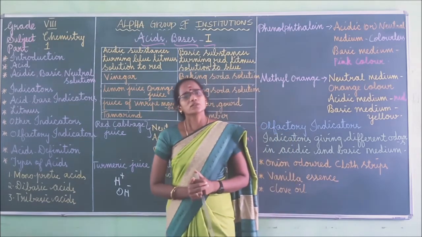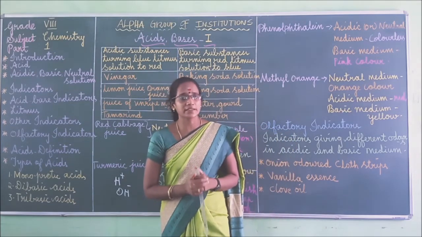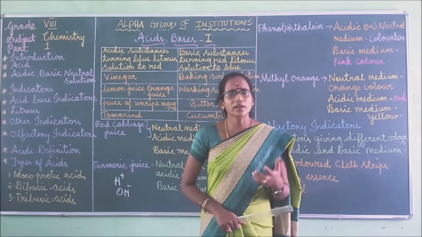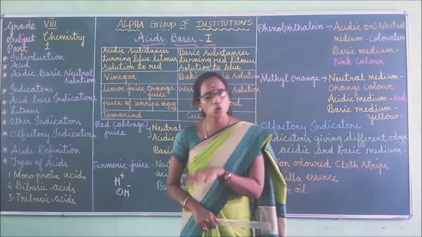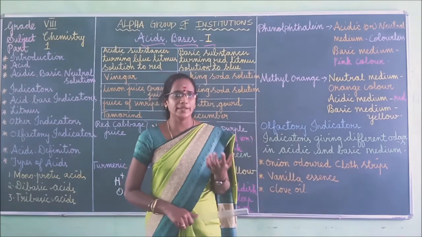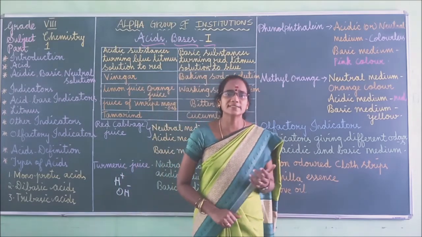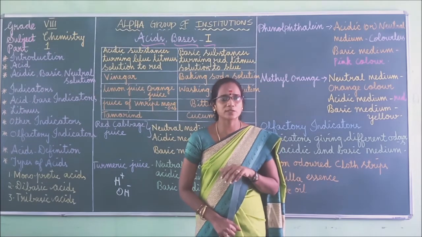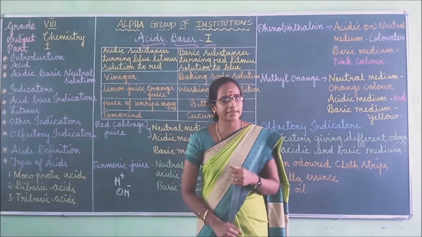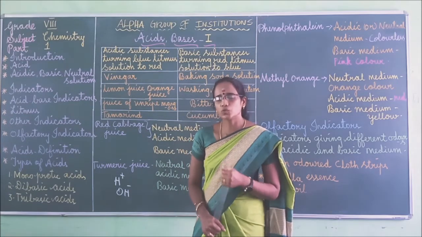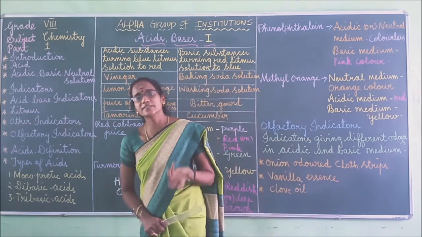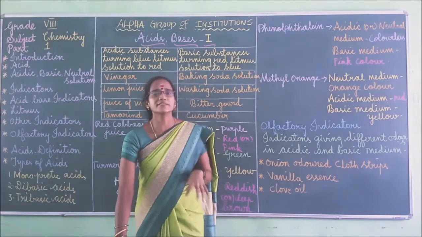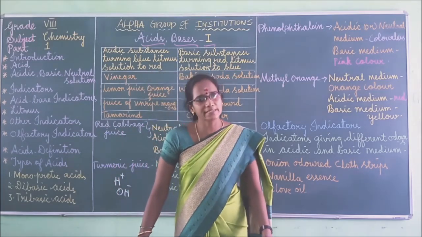An acid-base indicator is a substance which possesses one color in acidic medium and a different color in basic medium. Got it? Acid-base indicator means what? An acid-base indicator is a substance which possesses different colors in acidic medium as well as in basic medium. This is called the acid-base indicator.